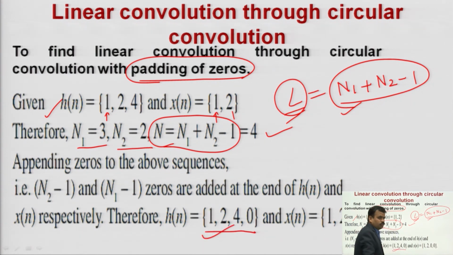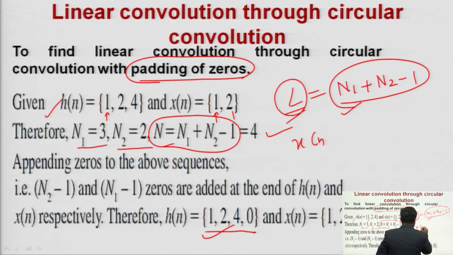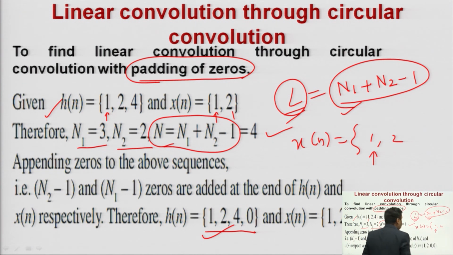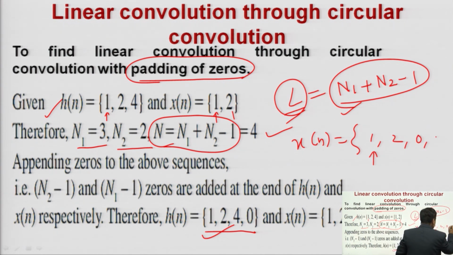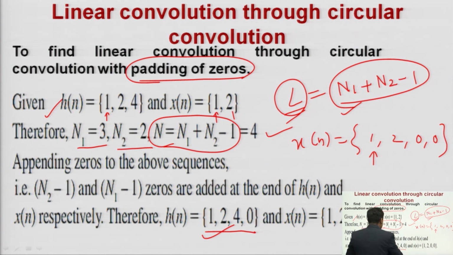Now, your h n is equal to 1 2 4 0, and what was given as your x n? x n is given to you as 1 2, but you have to make its length 4, minimum 4. So you have to add 2 zeros here, you have to pad 2 zeros. Now your length is 4. So this is x n, this is h n.